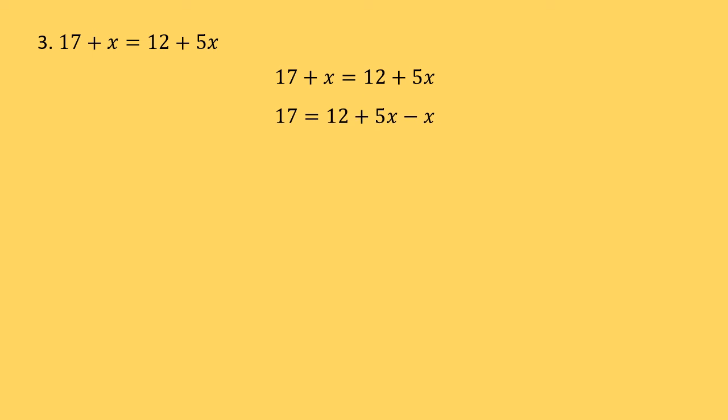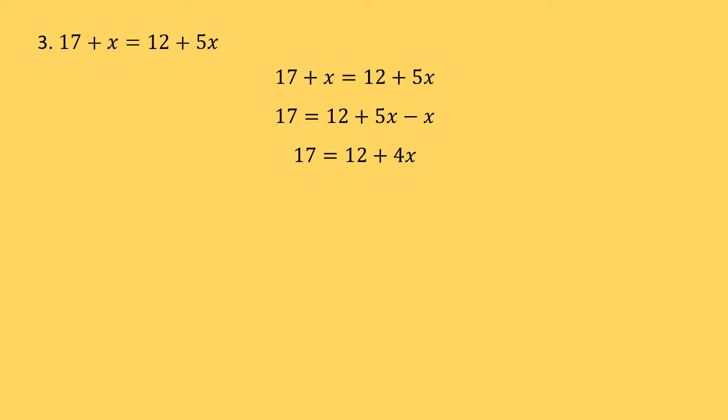If the overall coefficient of x looks like being negative, it may be more convenient to collect the x terms on the right hand side instead, as in this final example. 17 plus x equals 12 plus 5x. First take x from both sides.